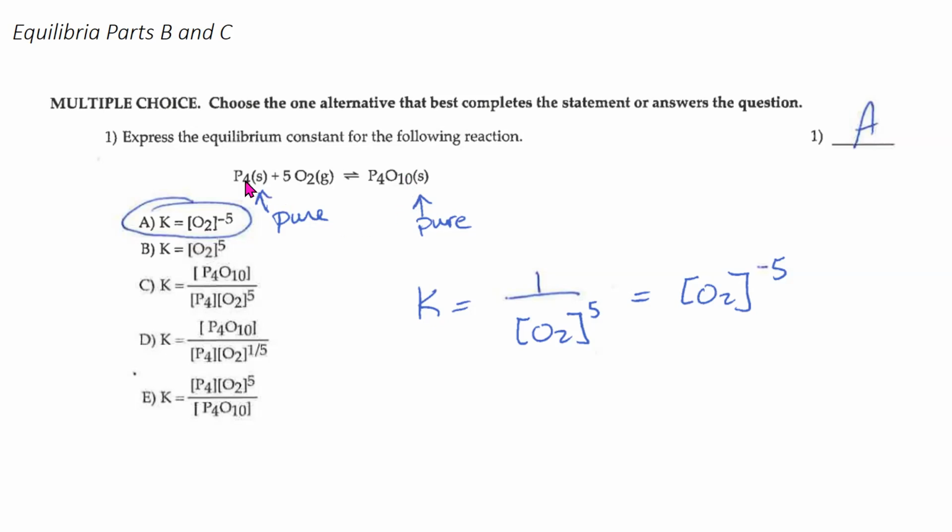So the P4, that's pure, so we're not going to worry about it. So we just leave that as 1, multiplied by the concentration of the oxygen raised to the 5th power. So the oxygen to the 5th power. And mathematically, 1 over something raised to a power is equivalent to this right here. So we've got the oxygen raised to the -5th power. So 1 over a number to an exponent is the same thing as that number raised to the negative of that exponent. So this is how we're getting A for the correct answer here.